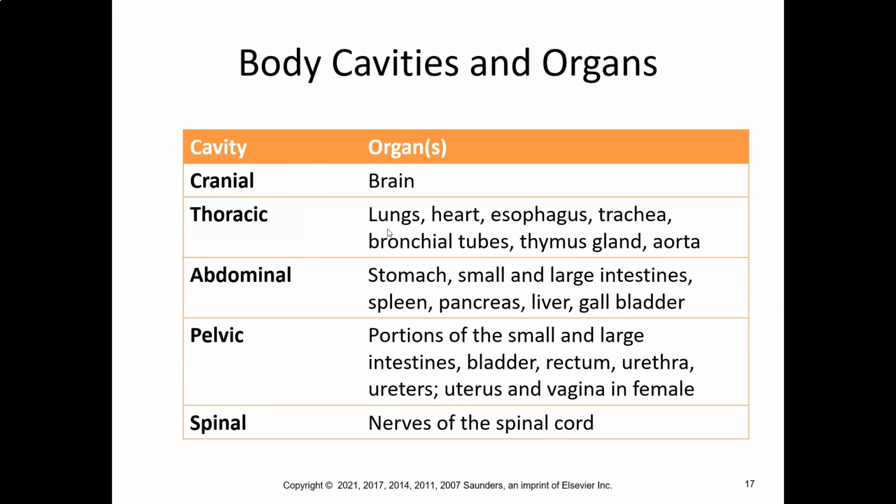Cranial means brain. Thoracic: lungs, heart, esophagus, trachea, bronchial tubes, thymus gland, and aorta are all part of the thoracic cavity. The abdominal cavity houses the stomach, small and large intestine, spleen, pancreas, liver, and gallbladder. The pelvic cavity houses certain portions of the small and large intestine, the bladder, the rectum, urethra, uterus, and vagina in the female. And the spinal cavity has the nerves of the spinal cord.